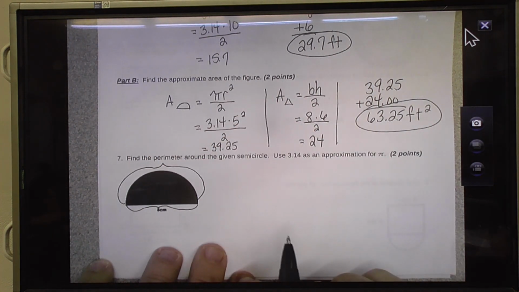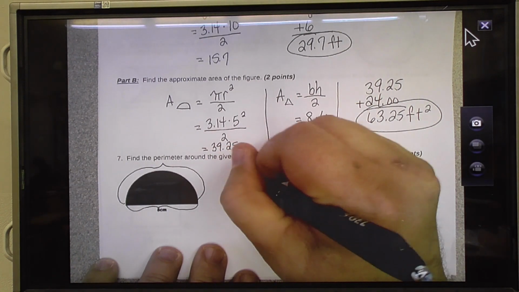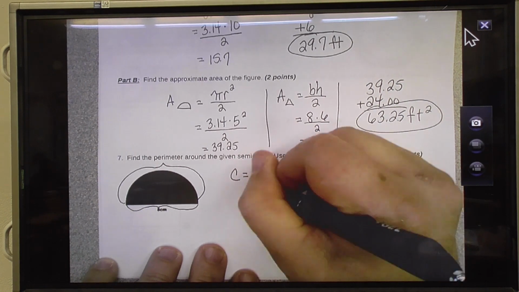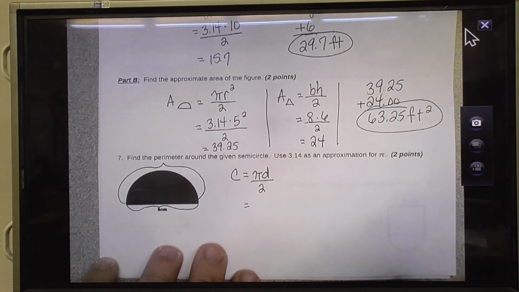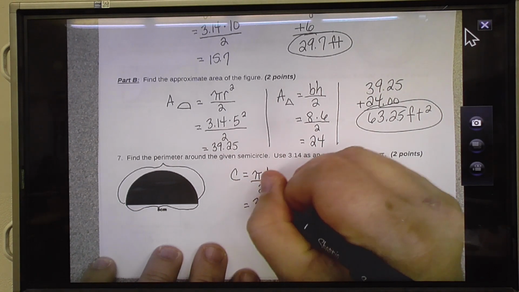So how are we going to figure that out? What do we call the outside of a semicircle? Circumference, or perimeter, right? We need to find the circumference of the outside of that semicircle. So that's going to be pi times the diameter. This is a semicircle, so we divide it by 2. Pi is equal to 3.14.